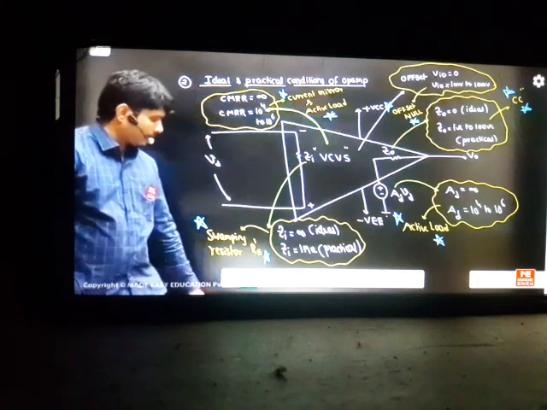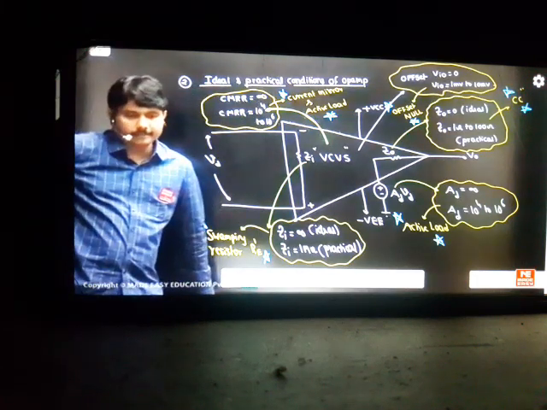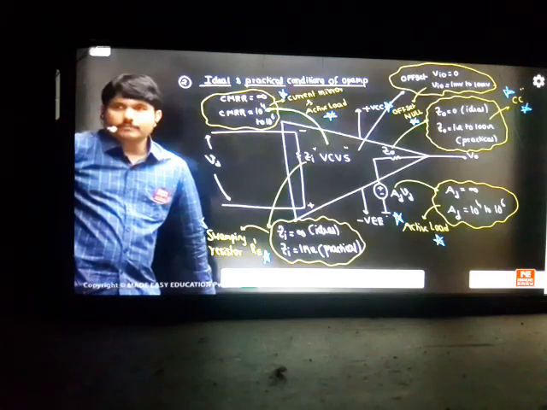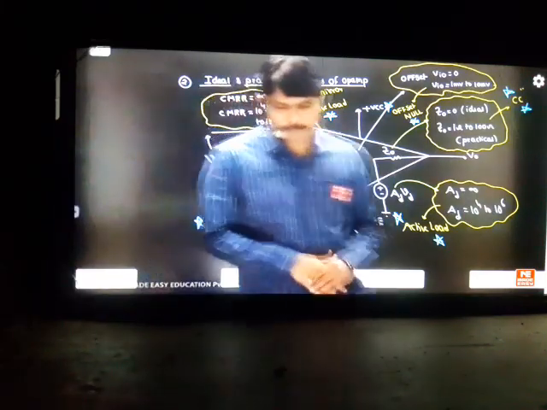Op amps are called ideal op amps because we have done a lot of work to make this IC work like an ideal device. So op amps will work like ideal devices. Please complete it. We'll move to the next point, topic number 3.